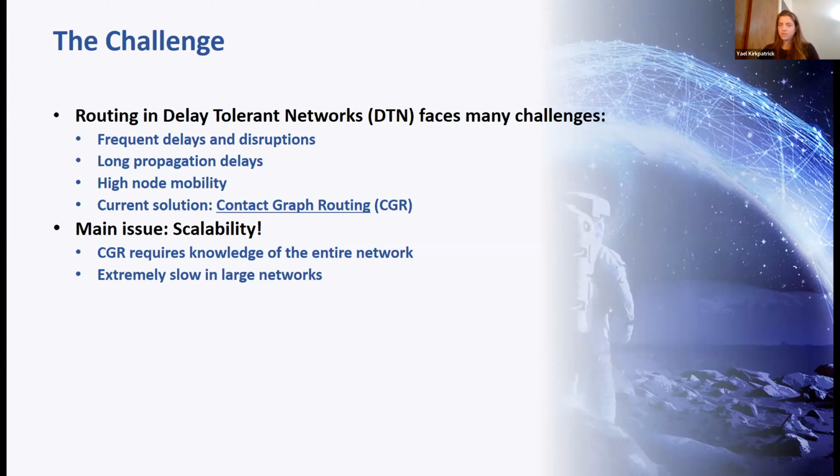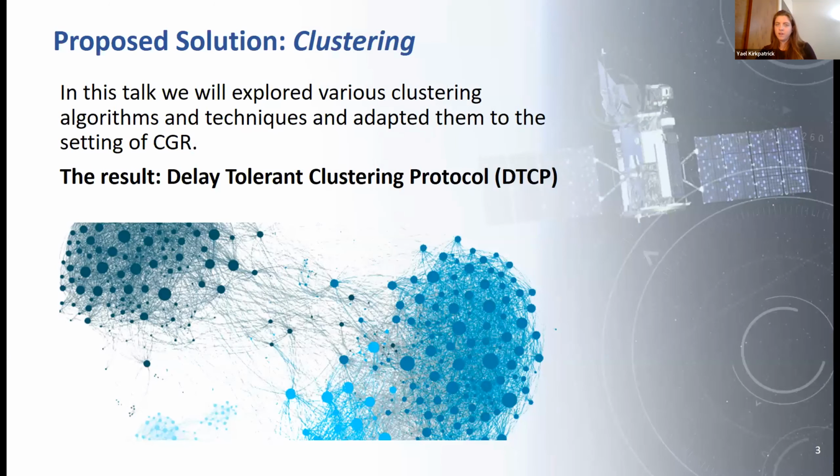But the main issue with CGR is scalability, that CGR needs to know the entire network in order to compute a single route through the network. And in very large networks, this can become extremely slow. So the solution I'm going to be talking about for a little bit is clustering. I'll explore some various clustering algorithms and techniques, and see how we can adapt them to the setting of CGR and propose a delay tolerant clustering protocol that we can use in DTN.